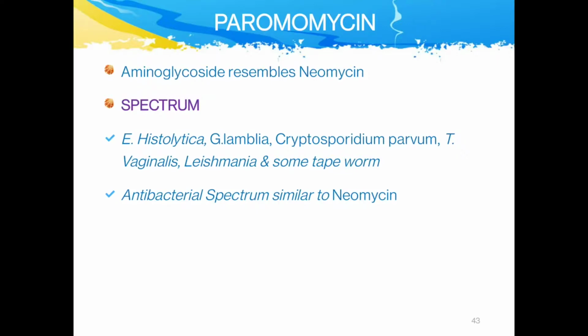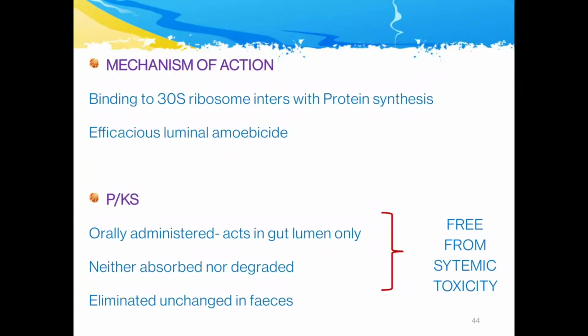So the last drug is paromomycin, an aminoglycoside resembling neomycin. Spectrum: Entamoeba histolytica, G. lamblia, Cryptosporidium parvum, T. vaginalis, Leishmania, and some types of tapeworm. Antibacterial spectrum similar to neomycin. Mechanism of action: binds to the 30S ribosome and interferes with protein synthesis. An efficacious luminal amoebicide. Last, pharmacokinetics.